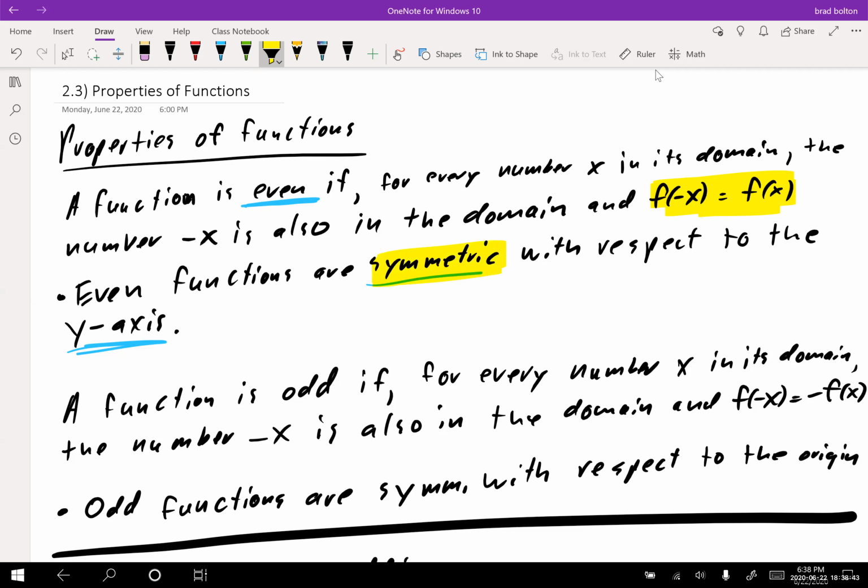Also, even functions are symmetric with respect to the y-axis. For me, I always think of the basic parabola y equals x squared. If you folded that over the y-axis, you would get the graph to land right on top of itself, right? If I were to fold it right over the y-axis, like a piece of paper, we would get a graph that landed right on top of itself. That's because it's an even function and it has symmetry with respect to the y-axis.